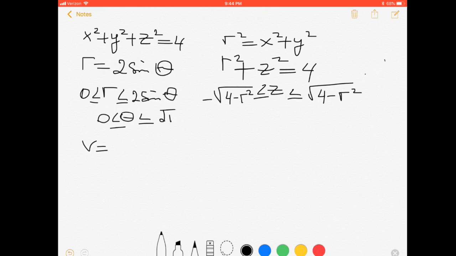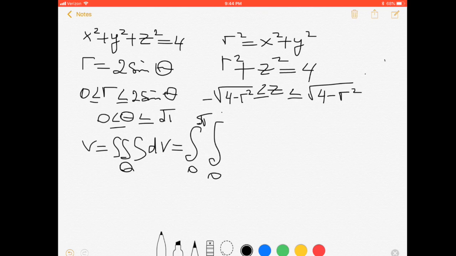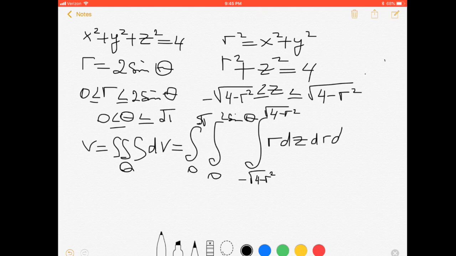Volume will be the triple integral for our cylinder dV. Or if you remember the formula, it will be integral from 0 to pi for theta, r from 0 to 2 sine theta, and z from negative square root of 4 minus r squared to positive square root of 4 minus r squared. And then we have r dz dr d theta.